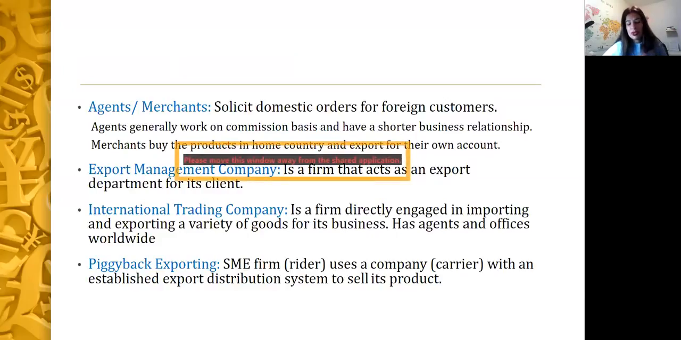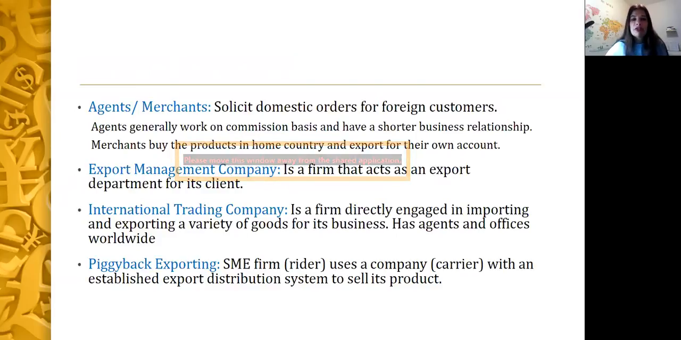I'm sorry, let me rephrase that. In the case of an export agent, the agent will most likely take physical possession of the goods, but does not take the title or ownership of the goods. These are shorter business relationships. The agent is aware of a customer in the foreign market.